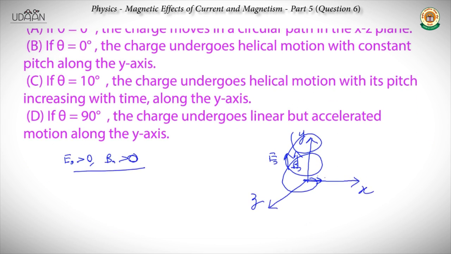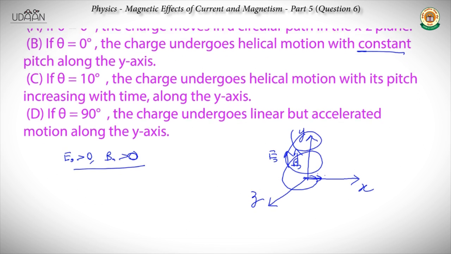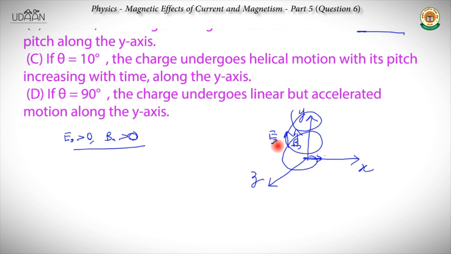Now seeing the second one, if theta equals 0, the charge undergoes helical motion with constant pitch along the y-axis. What we said was that we saw it was going in a helical motion, but the pitch won't be constant. Now why? It is because an electric field is there.